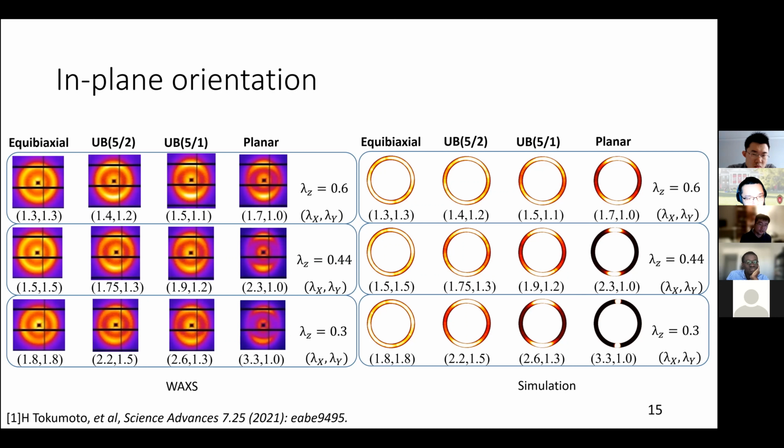And this is also confirming our result that as it is stretched, we have the reorientation of the liquid crystal molecules, accompanied by the liquid-like behavior. Here, in the planar case or in the UB, unequal biaxial 5-to-1 case, there is a concentration in the intensity of the liquid crystal elastomer sheet. And this is accompanied by the liquid-like behavior.